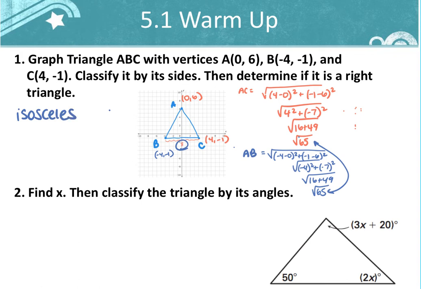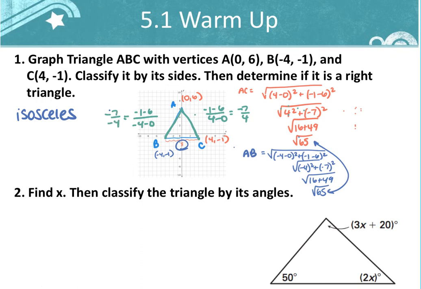Then it says determine if it's a right triangle. So if it was a right triangle, you could either use the Pythagorean theorem or you could compare the slopes of the lines. So if I were to find the slope of AC, it would be y2 minus y1 over x2 minus x1, or -1 minus 6 over 4 minus 0, which is -7/4. The slope of AB would be -1 minus 6 over -4 minus 0, -7 over -4.